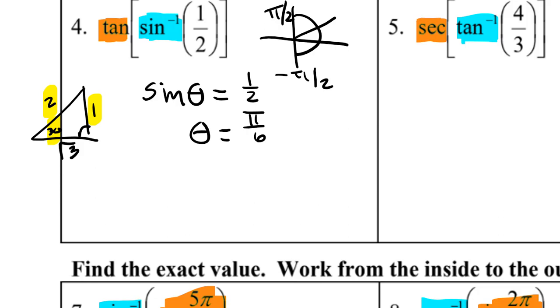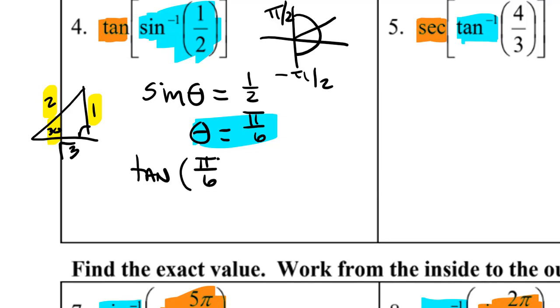Now the second part: I've got to find the tangent of what I just found, because arc sine of 1/2 is pi over 6. So what we have to do next is find the tangent of pi over 6. Pi over 6 is 30 degrees, and tangent is opposite over adjacent. I'm sure you have your unit circle memorized, so you're not going to say 1 over square root of 3, you're going to say root 3 over 3. So that would be the solution for this type of problem.